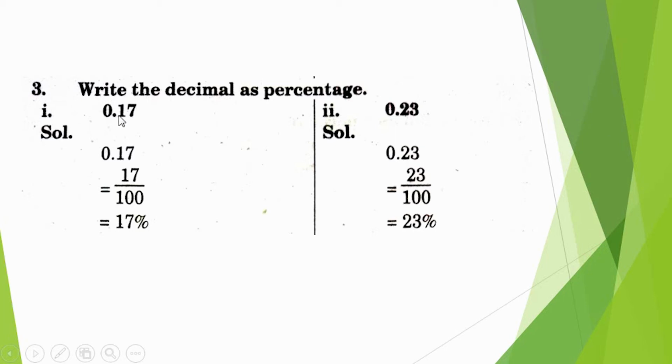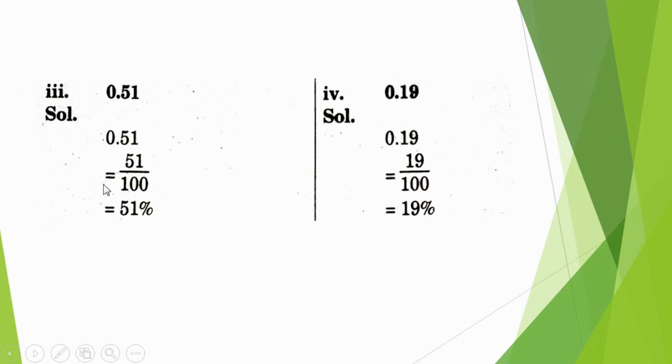Write the decimal as percentage. 0.17. We draw 1 at the place of the point and draw two zeros, because after the point there are two values. Therefore, we write 17/100. Now we will change 100 into percentage sign.